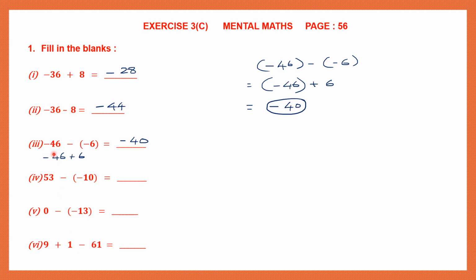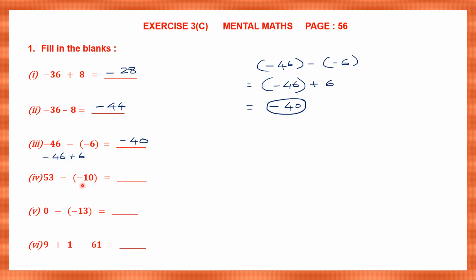So whenever you see a minus sign before a bracket, remember you have to multiply or change the sign. Simply change the sign. So here negative sign here. So minus into minus is plus. That's how we got plus 6. Okay, so this is when you're expected to work out more steps. This is when you're given as mental math.